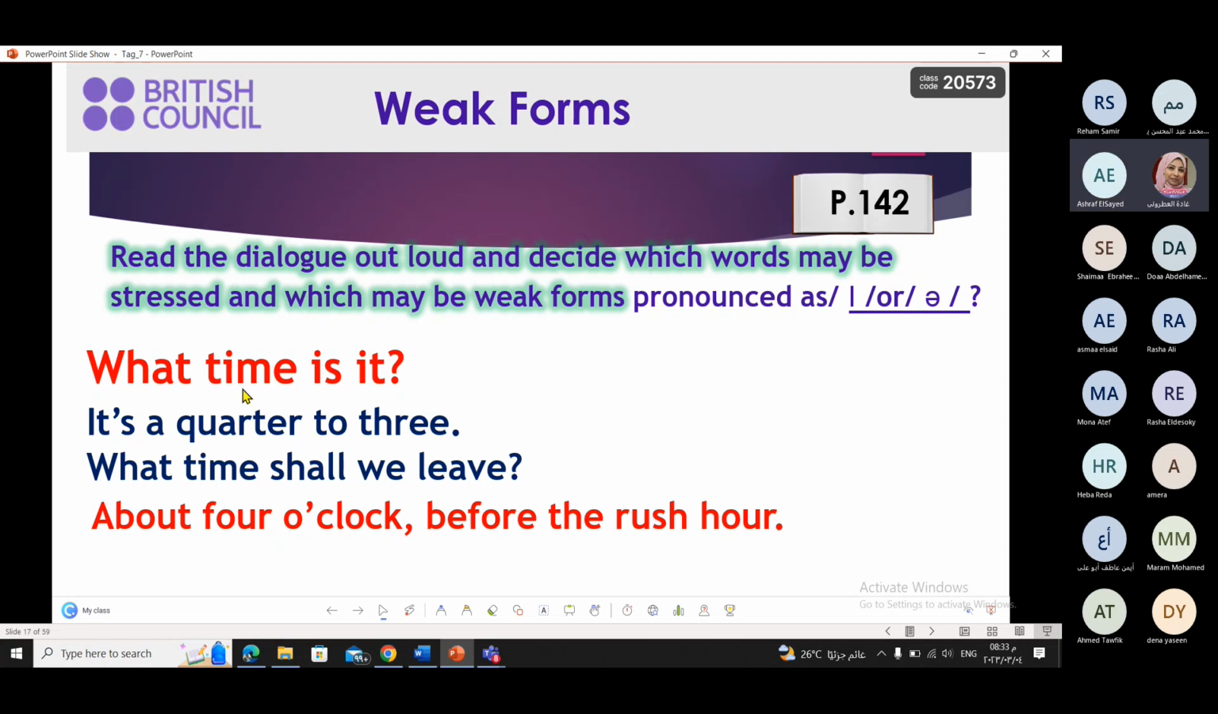What time is it? It's a quarter to three. What time shall we leave? About four o'clock, before the rush hour.